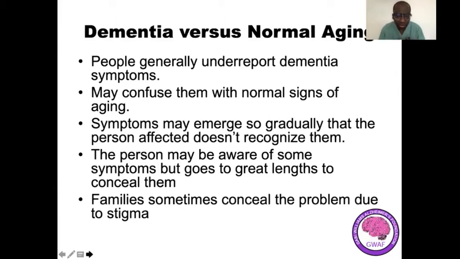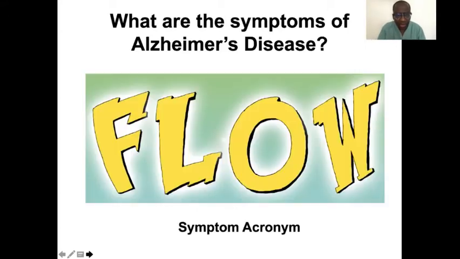The symptoms also can appear so gradually that the individual who's affected doesn't even recognize them. The individual might actually recognize them, but might go to great lengths to conceal these symptoms because the individual feels embarrassed or ashamed of these symptoms. And the shame can extend to the family, especially in Nigeria, where we see families concealing the problem, hiding their loved one for fear of victimization, for the fear of the social stigma around Alzheimer's disease.